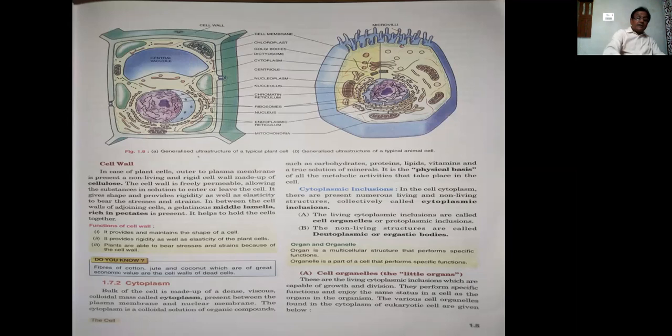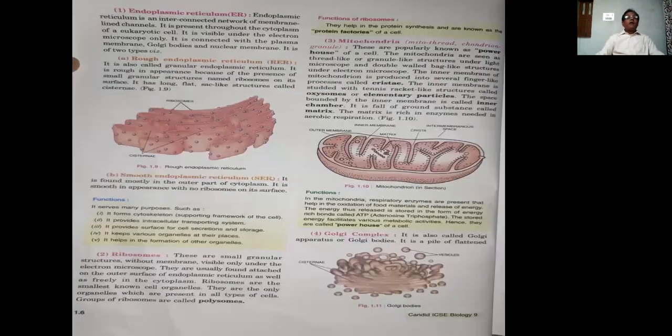In the next slide, you can see endoplasmic reticulum, ribosomes, mitochondria, Golgi complex. Endoplasmic reticulum, from the name it is clear, is a network of tubules found inside the cytoplasm for easy transport of substances from one part of the cell to another. Ribosomes are the center of protein synthesis.